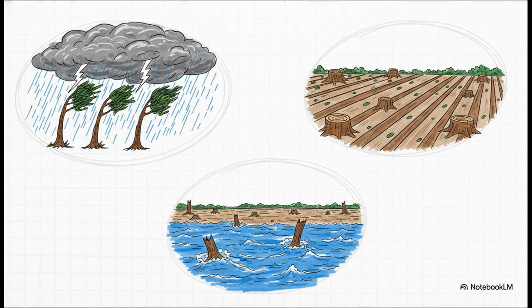Because of all this, local governments are stepping up to create what's called a Forest Land Use Plan, or a FLUP. The whole goal is to identify the exact areas that desperately need to be designated as protected forest zones.